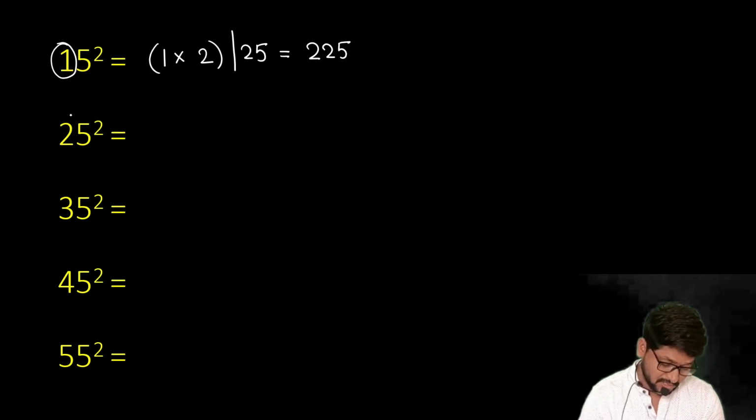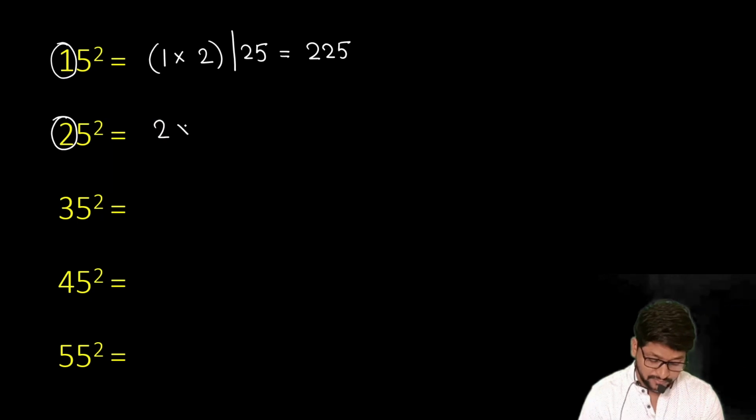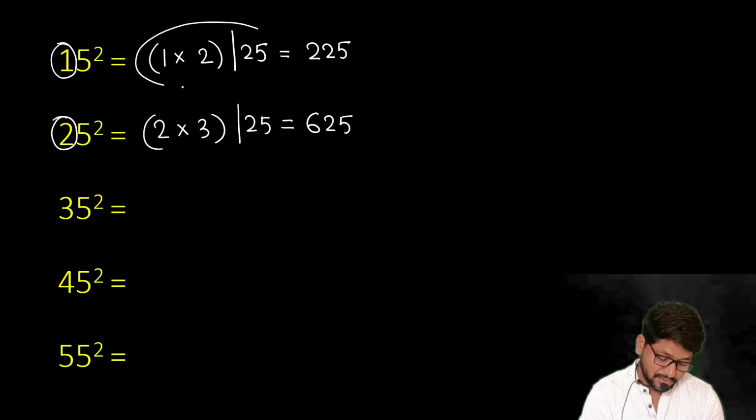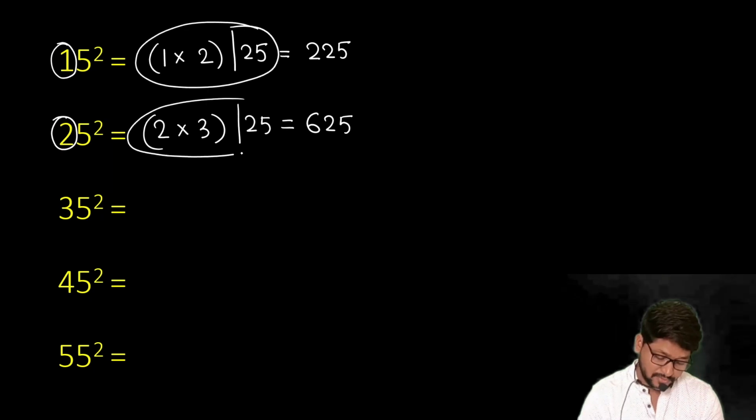Next question, that is 25 square. So which part of the number is there other than 5, that is 2. So for 2 we have to write its successor and multiply them, and at the end we need to add 25. 2 3s are 6, it will become 625. So no need to write this process every time, you can do this in your mind.